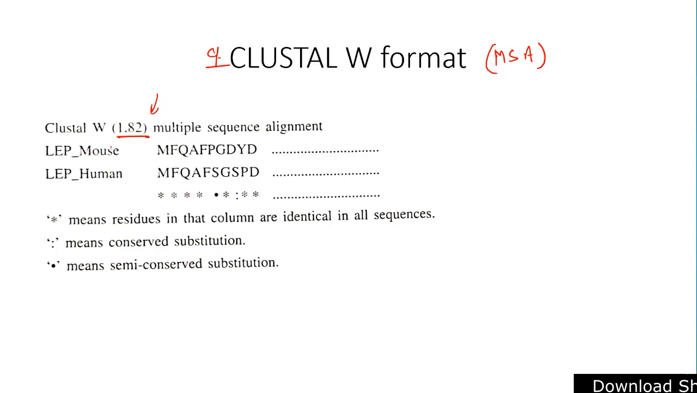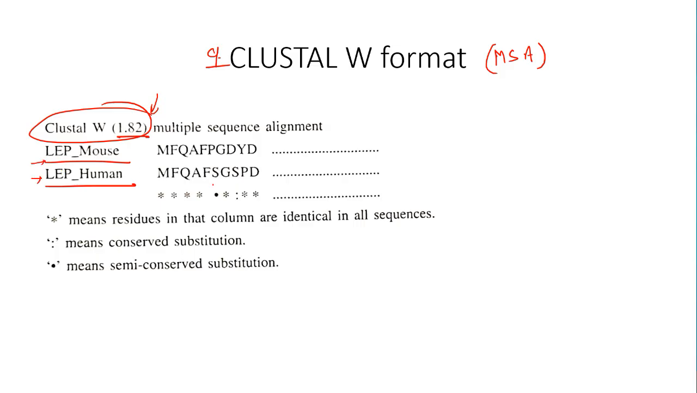Clustal W and Clustal X, there are two formats. The file starts with Clustal, all caps, and the version that we use, in this case Clustal W 1.8, that is the version we are using. And then the alignment is written in blocks of 60 residues. You can see the alignment data for mouse and human, LEP mouse and LEP human, the data is already mentioned in here. Every block starts with the sequence name. The sequence name is in this case LEP mouse. The second sequence name is LEP human and the sequence is mentioned. See that.